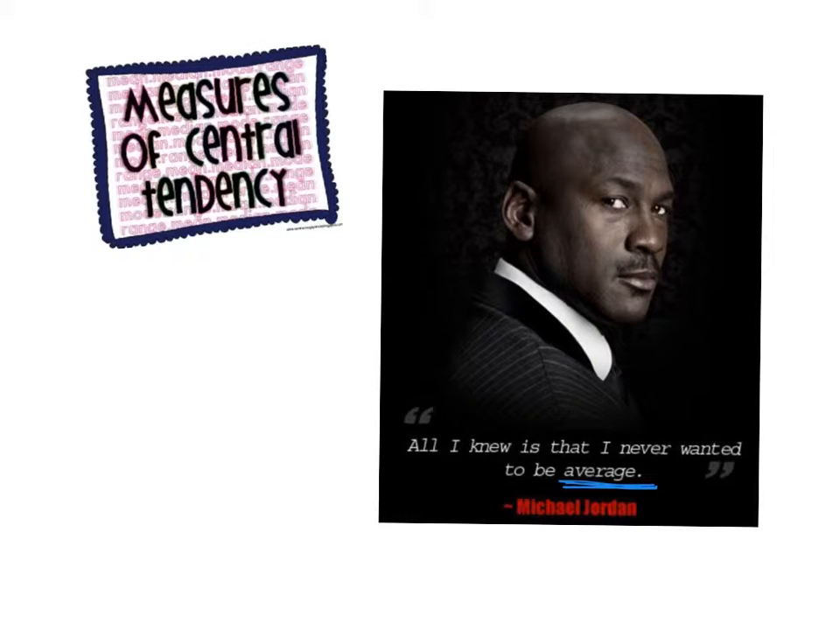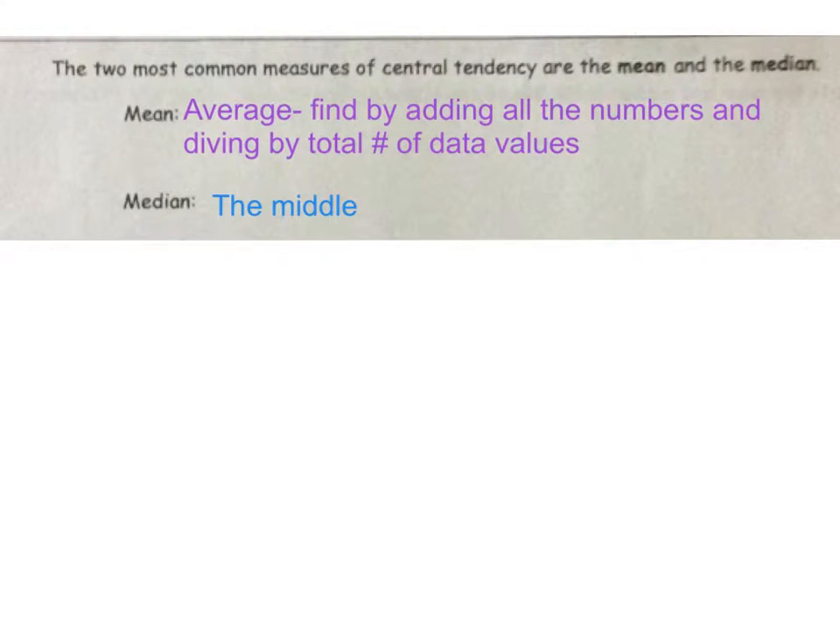Now this number might not actually be a number in your data set. It just describes where the middle of your data set is. The two most common measures of central tendency are the mean and the median. The mean is simply the average. You find it by adding all the numbers that you have in your data set and dividing that by the total number of data values you had. The mean is exactly the middle of your data set.